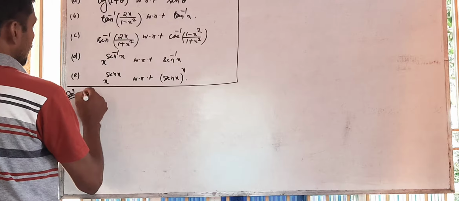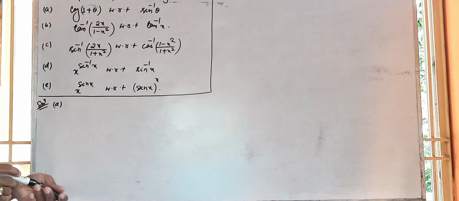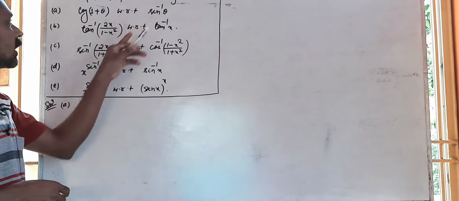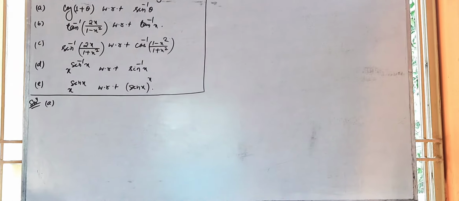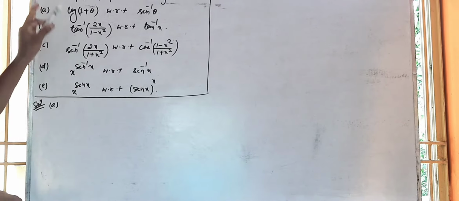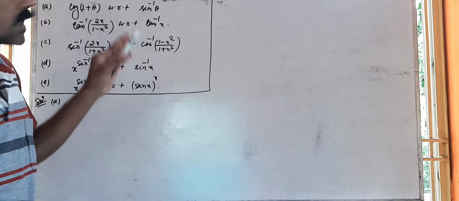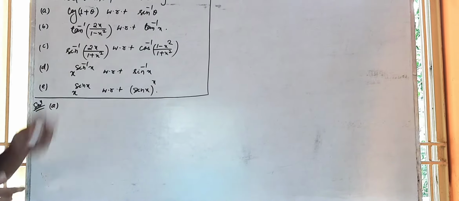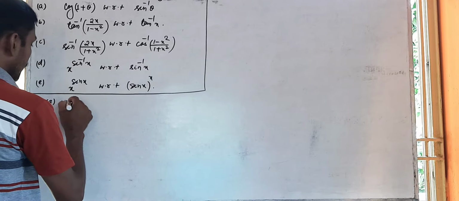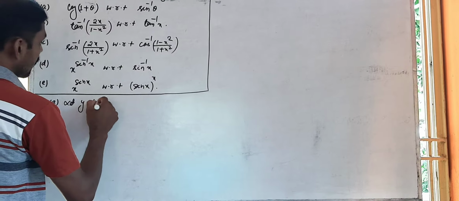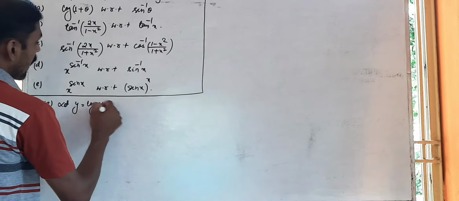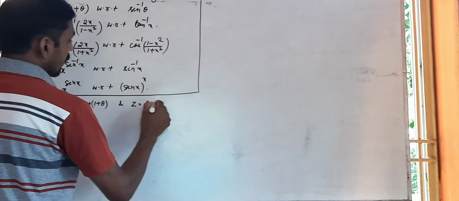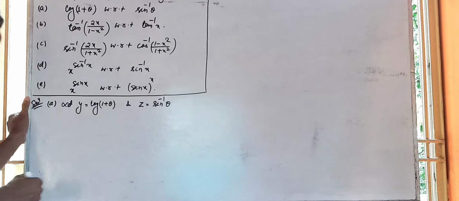Solution. Here two functions are given, and you see both the functions are in the same variable. Here both are in theta, here both are in x, like this. So here what you will do, the first function you take as y, the second function take as z, and we will find dy by dz. So you write, let y equal to log 1 plus theta and z equal to sin inverse theta.